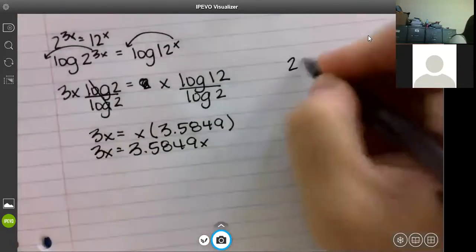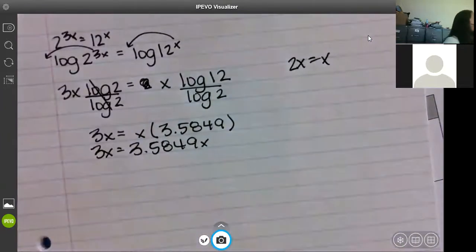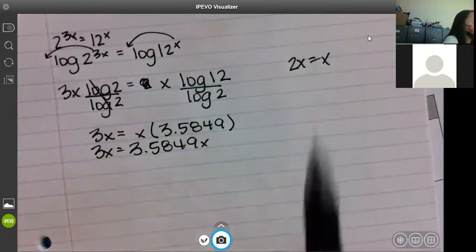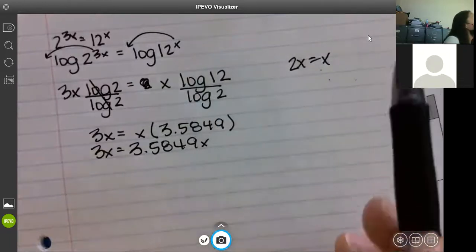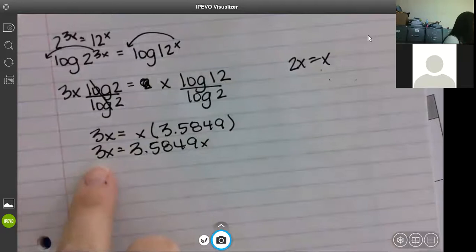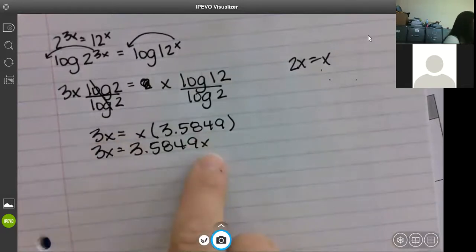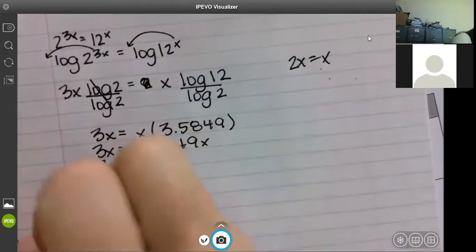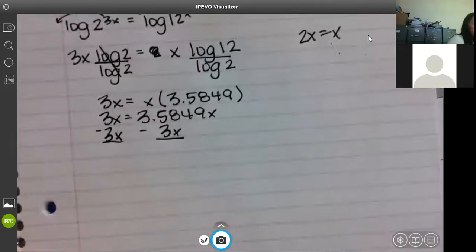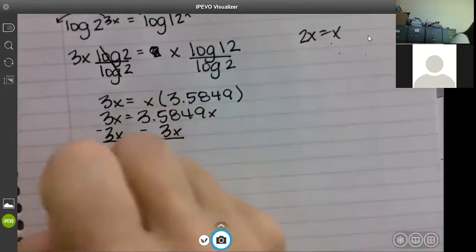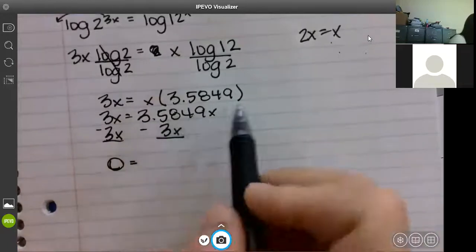How do I solve this? Like if I had an equation that looked like this, 2x equals x, how would I solve that? You've been doing this for years. Subtract the 2 or subtract the x. Either one, you got to get them on the same side because they're like terms, right? All right, so I'm actually going to subtract 3x, so that'll keep this one positive. I'm going to subtract the smaller one. What does that give you on this left side? 3x minus 3x is 0. 3.5849 minus 3.